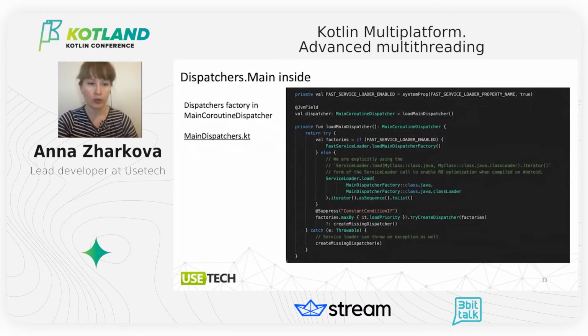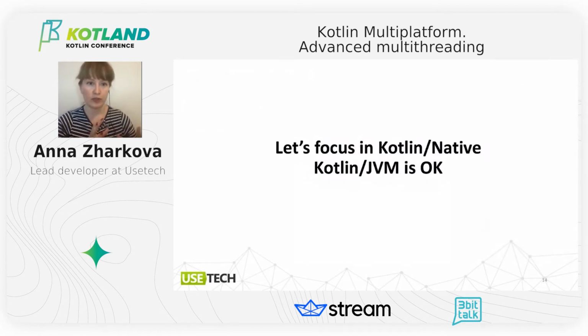If we go under the hood of dispatchers, especially Main dispatchers, we will notice that it contains a special factory to get the special dispatcher for every platform it supports. If it is a platform that is supported by Kotlin Multiplatform, you will receive some special dispatcher, or you will receive an exception that the dispatcher is missing. So everything with the Main dispatcher is fine. Let's focus in more detail on Kotlin Native, and let's understand that Kotlin JVM is okay because everything is already implemented and there is no problem with Kotlin JVM at all. We will be talking about Kotlin Native and its concurrency.